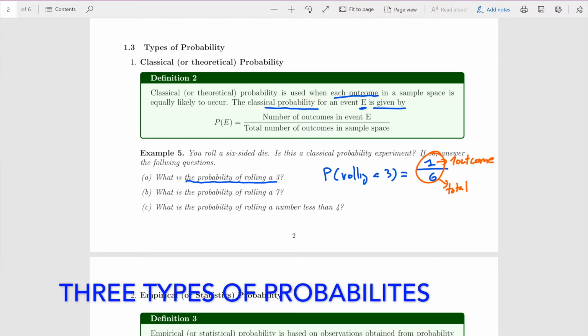How about, what is the probability of rolling a 7? Can you roll a 7 using a 6-sided die? No, then the probability should be 0/6, which is 0, right?